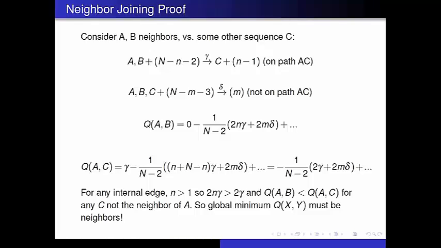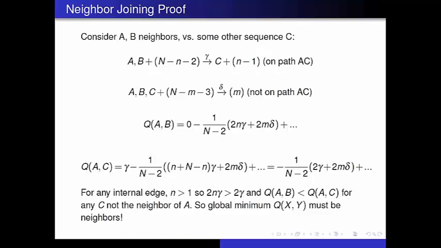Okay, so same basic setup for my other edge delta. Little m sequences on this side of the edge, and A, B, C plus N minus little m minus 3 additional other sequences on this side of the edge. So now, with that in hand, question?